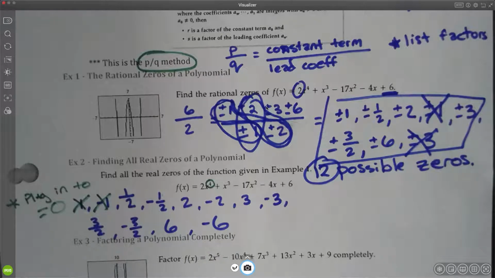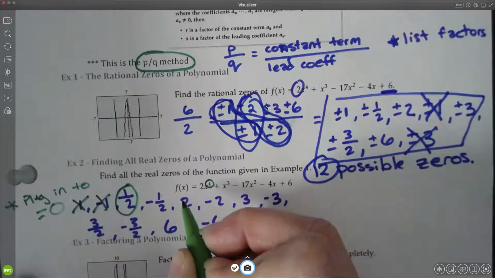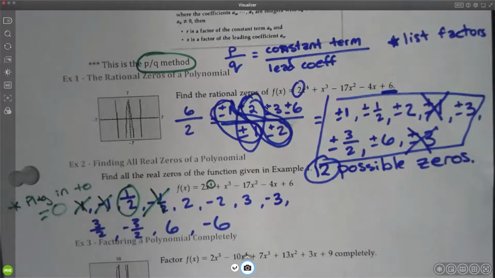Okay. What about negative 1/2? You put it in the parentheses, right? Yeah. Okay. So I came out to 3.75. Okay, so negative 1/2 does not work. 3.75. Does not work. What about 2s? Neither one, positive or negative, does not work. Okay.